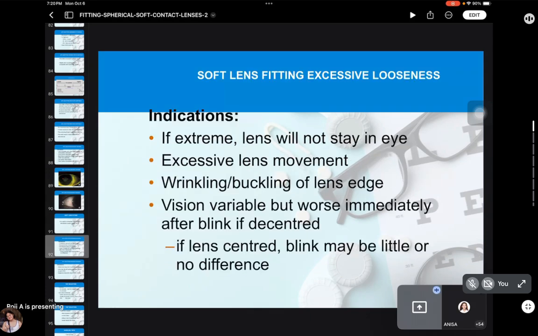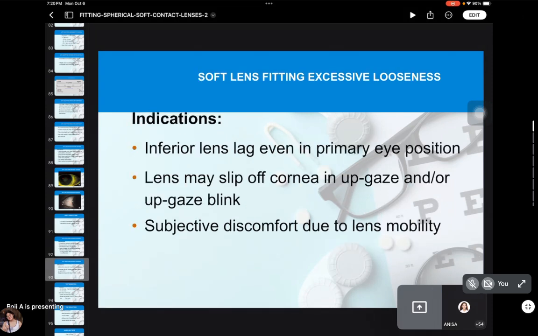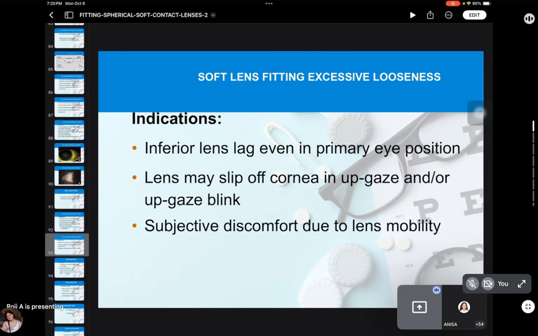Okay. So there you go. Now let's learn about loose. Alam na natin yan. Kung alam mo ang steep, you will know the loose. Correct, Anisa? Yes po, Doc. Kasi opposite lang yan lagi. Correct? Kaya no need pang i-memorize yan. Am I right? Okay. Inferior lens lag, even primary lens. Of course, because it's loose nga eh. Kaya nalalaglag due to gravity. Lens may slip off the cornea. Of course nga, maluwang nga kasi. Subjective discomfort. Oo nga, ang galaw kasi. Parang self-explanatory naman to. Kahit nga anak ko, naiintindihan to eh.